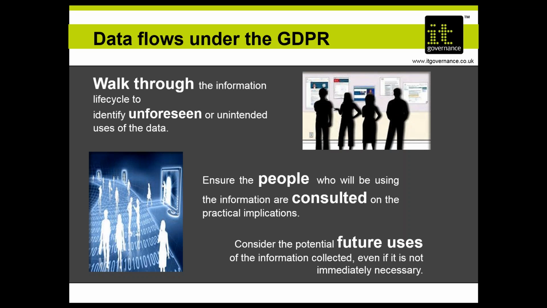So that's the first objective of a data flow audit or data flow map: to make sure you've identified the way in which data is being used, to make sure that when necessary, those people who are using the data or about whom the data is gathered have been consulted on the use of the data, and to make sure that any of the future uses of data have been properly thought about.